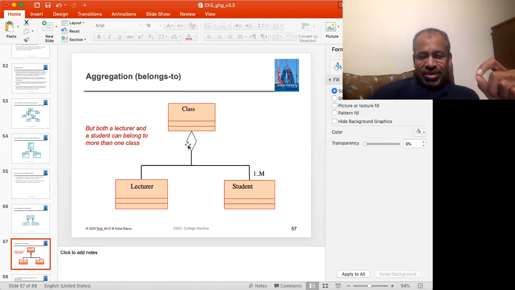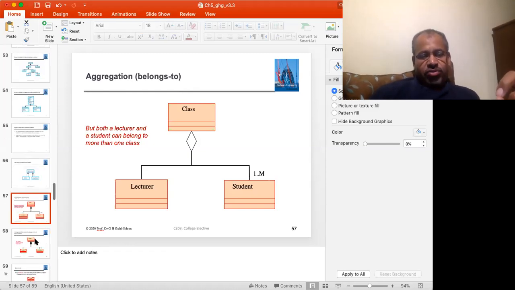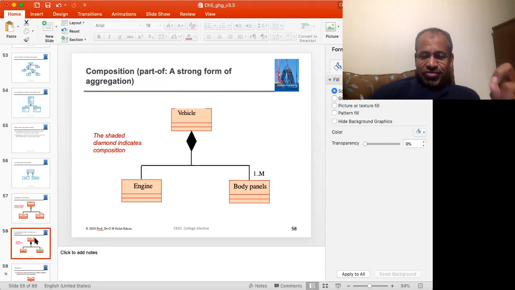But let me just point out how hollow this diamond is. This diamond is the symbol or the notation used to indicate an aggregation in UML class diagrams. Now, if you want to say the relationship is exclusive, so the classes at the bottom here cannot belong to more than one of the classes on the other side at the top of the relationship, then it's a composition aggregation. It's a part of a relationship, which is a stronger form of aggregation.